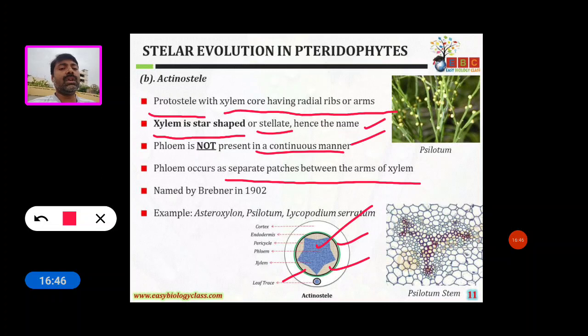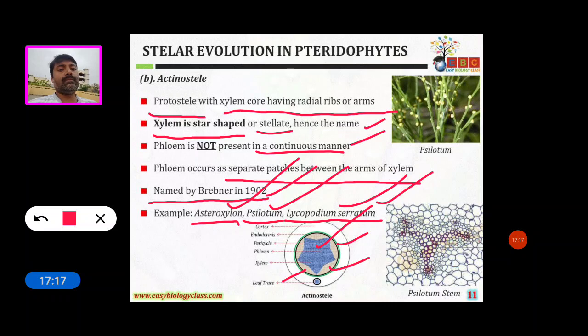This stele was named by Brebner in 1902. This type of stele we can see in Asteroxylon, Xylotum and Lycopodium serratum. So these are good examples of actinostele: the plants Asteroxylon, Xylotum and Lycopodium serratum.